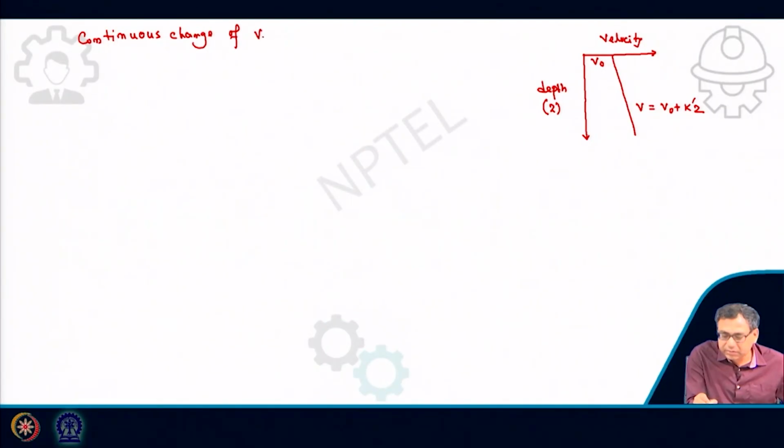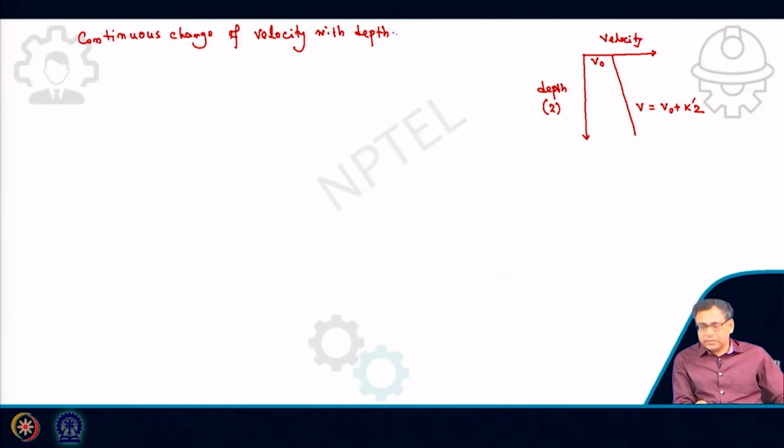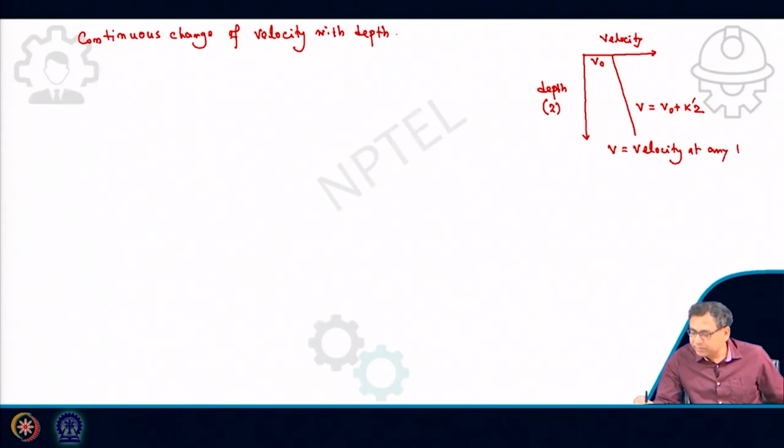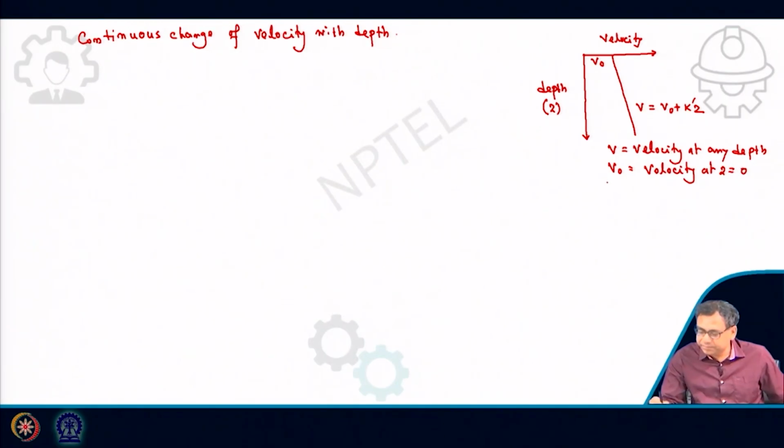continuous change of velocity of wave with depth. Okay. And this is the trend, that way it is changing. So, v is the velocity at any depth, and v0 is the velocity at z equal to 0 and k dash is a constant.